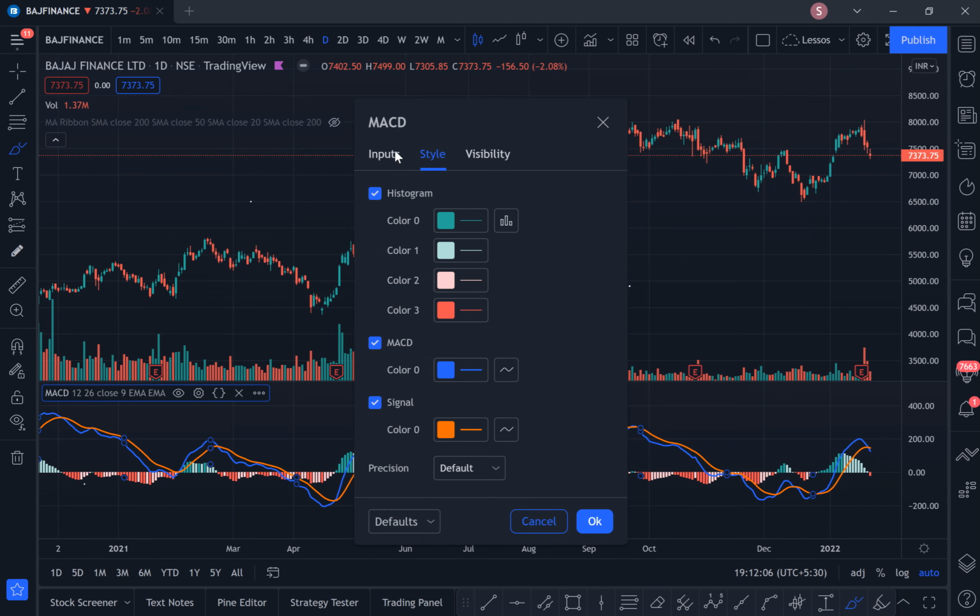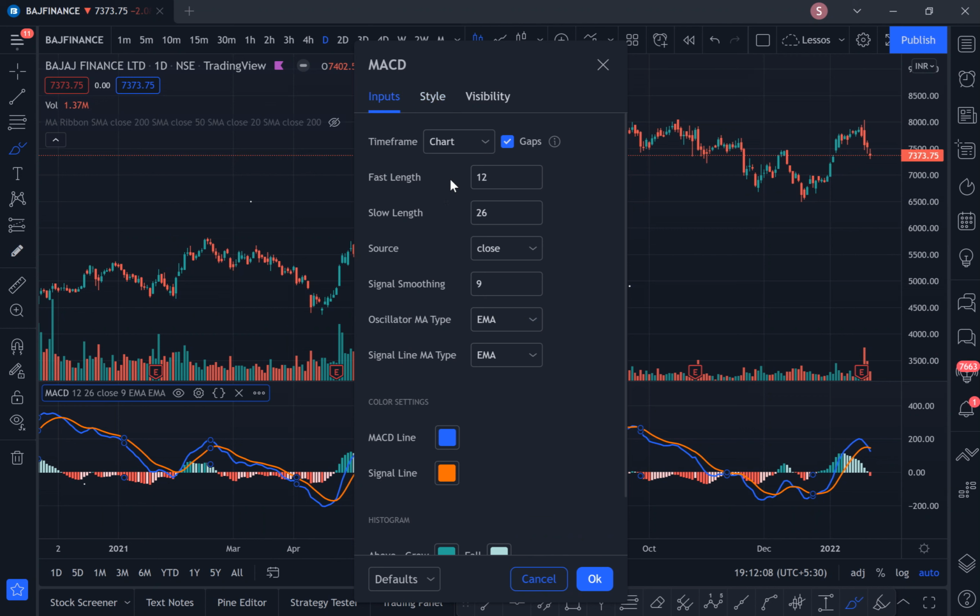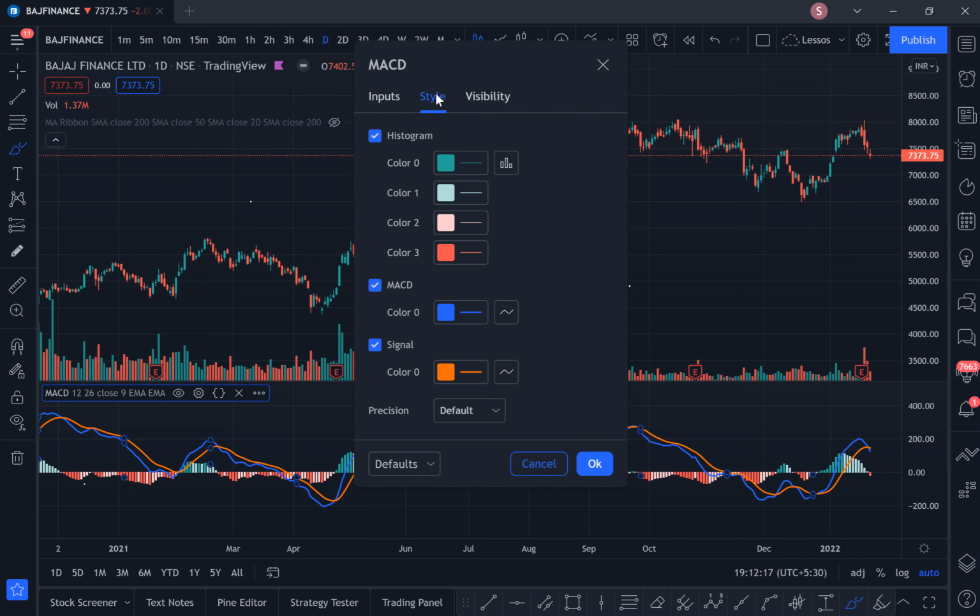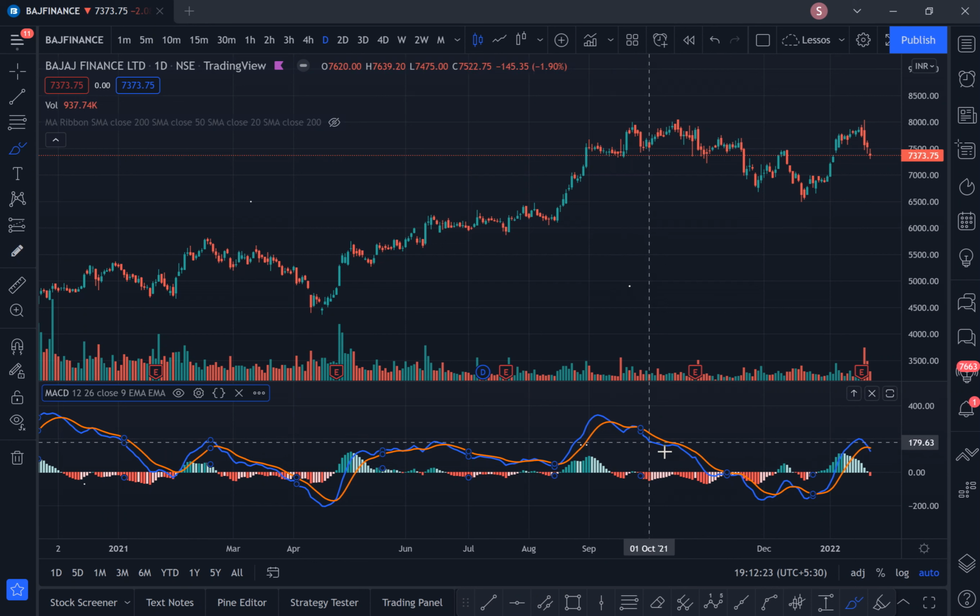All right, so you see here, this is nothing but two averages. You have the 12 exponential moving average and the 26 moving average, which correspond to the MACD line and the signal line. The blue line is the MACD line and the red one is the signal line.